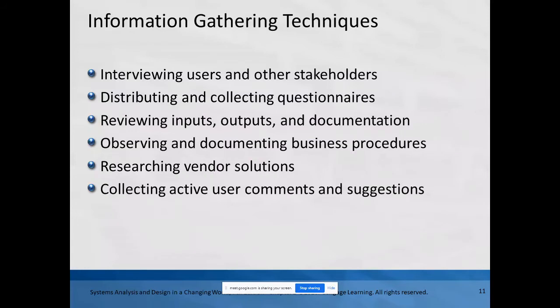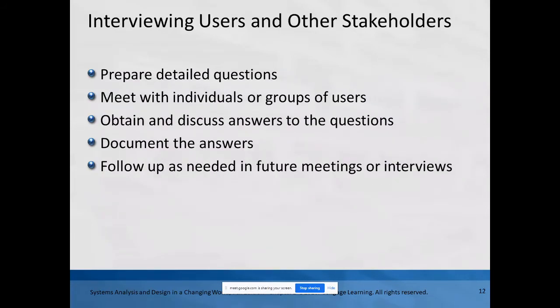So what techniques? I touched on this in a prior slide, and I mentioned interviewing being one of the key aspects for information gathering. There's also questionnaires. There's reviewing the documentation, observing the business procedures and documenting that, researching vendor solutions. Is there already a solution out there? Am I reinventing the wheel here? And then getting user comments and suggestions.